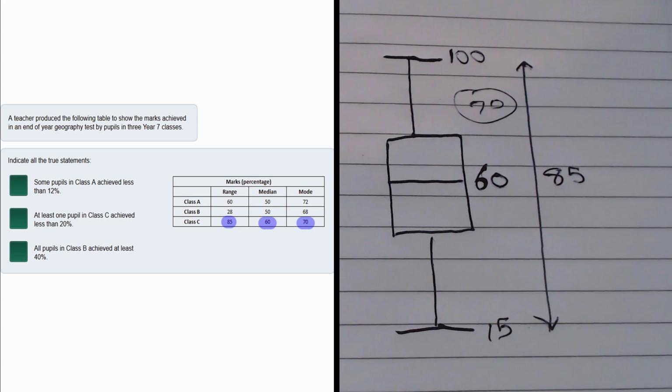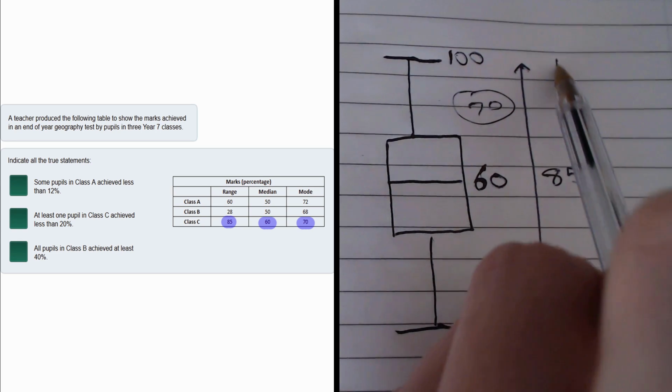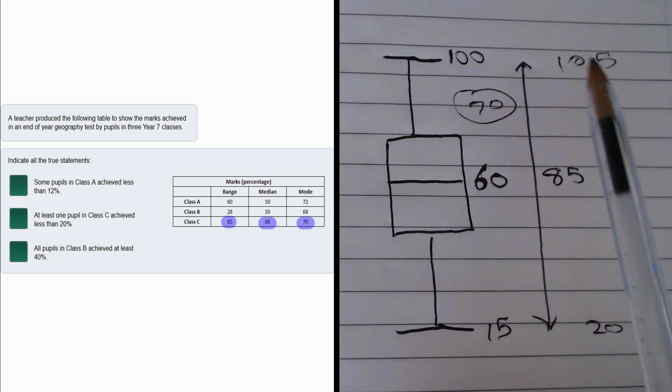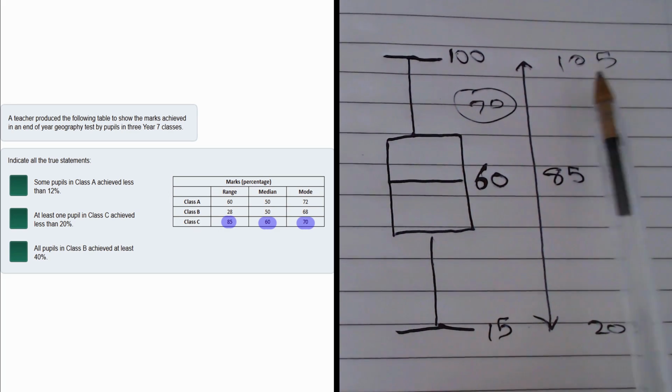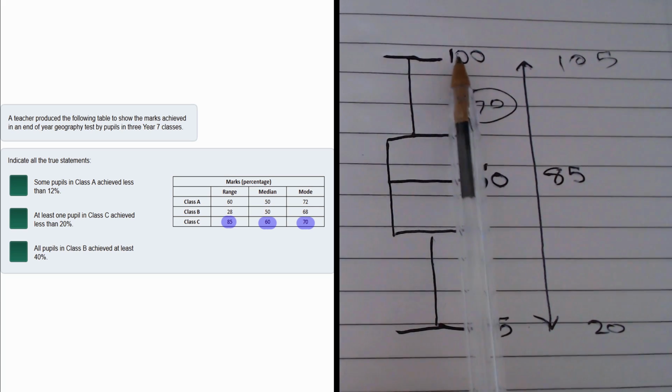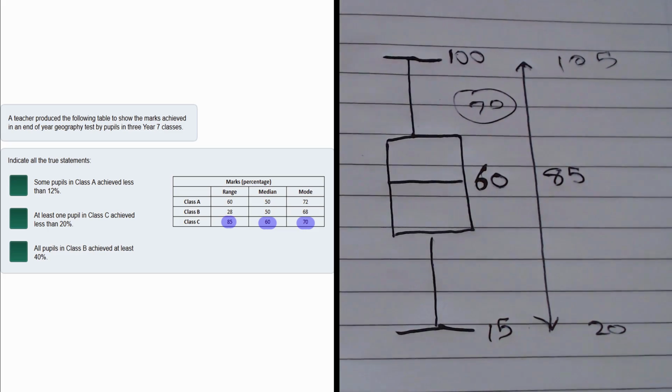Always less than 20. In fact, if that mark was exactly 20, okay, so let's pretend the lowest mark was exactly 20, the range would take us all the way up to 105. But no one got 105%, so the highest mark can't be 105%. The highest mark can be is 100, in which case someone got 15. So this statement is definitely true.